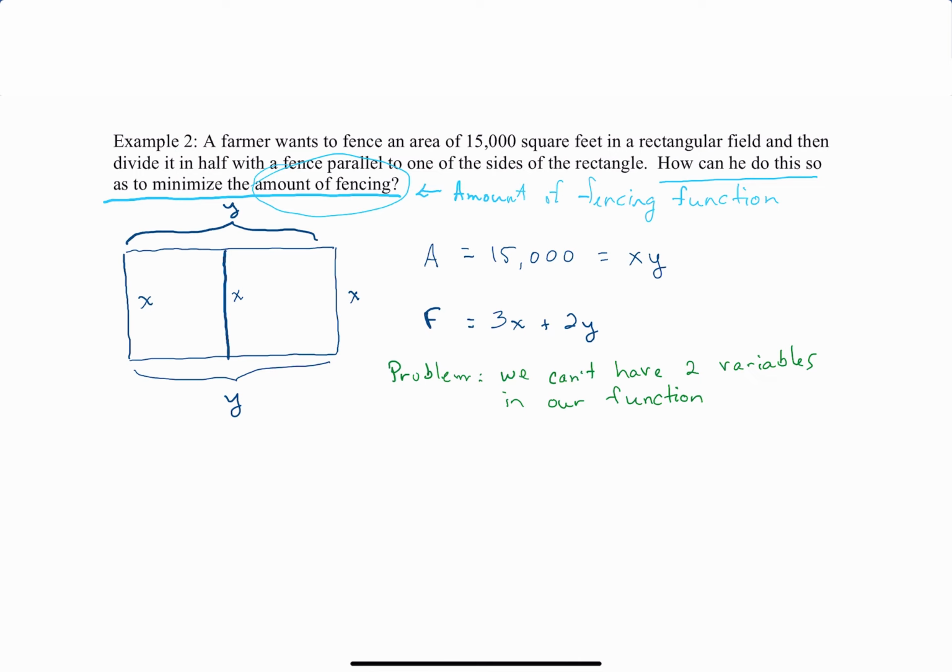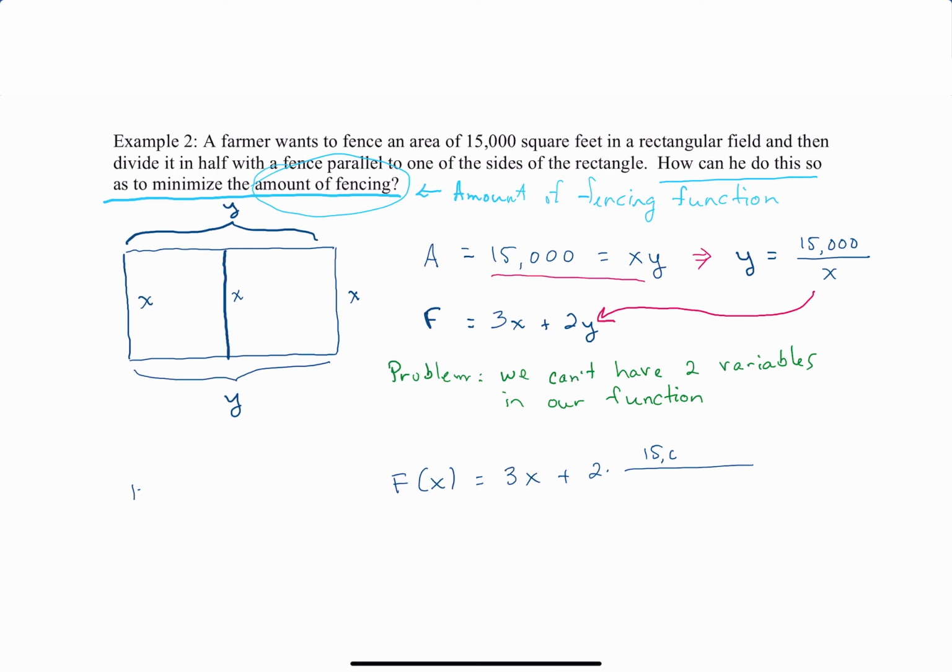So if I take this 15,000 equals xy, and I solve that for, let's solve it for y. Again, it doesn't matter which variable you pick, but I'm going to choose to solve for y. So y is 15,000 over x. I can put that expression in for y in my function, and now I have a function of just one variable, so I'll call that f of x.